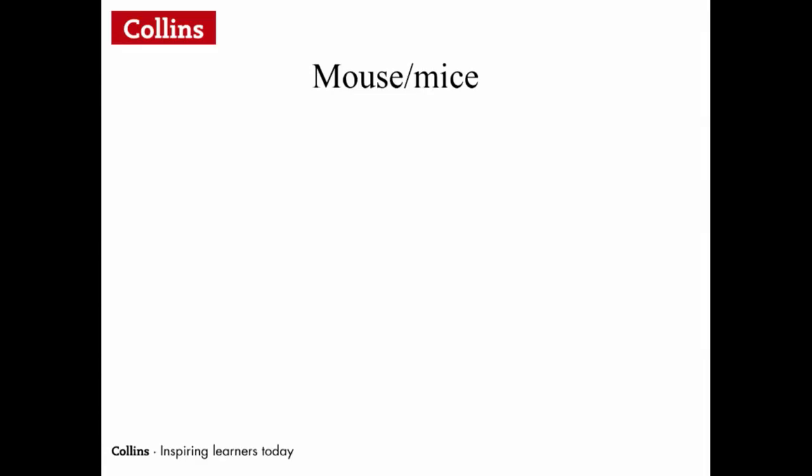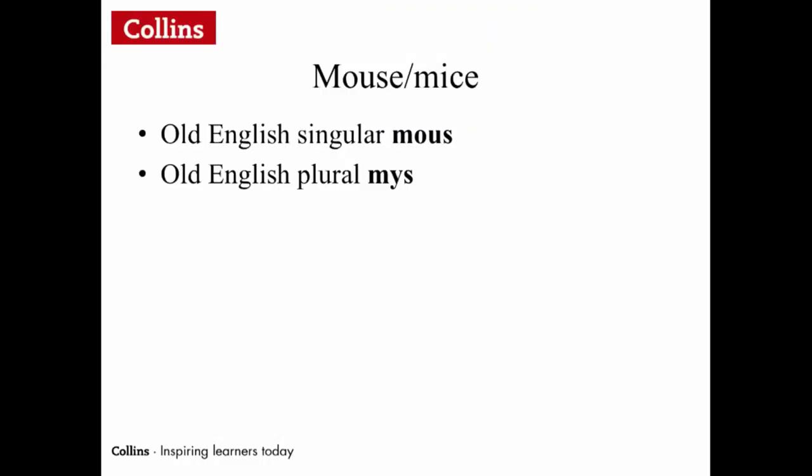So now let's have a look at this word, mouse, mice. Now this is really complicated. The Old English singular for mouse was moose. Okay, moose. Now, we've had the great vowel shift, which is how oo became ow. But the Old English singular for mouse was moose. And this was another word that formed its plural by turning a back vowel, oo, into a front vowel, ee.